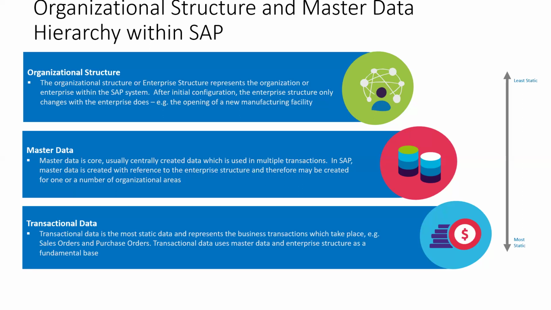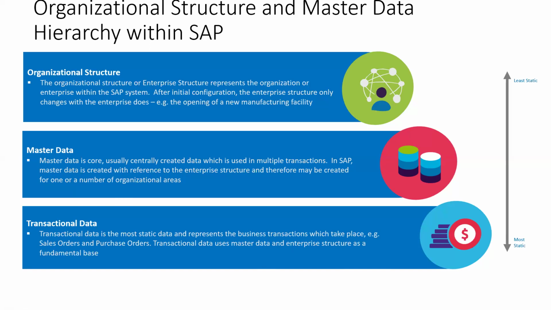And from where you are selling it, you need the plant detail and the sales organization detail. So that means the customer master, material master, and the plant and sales organization, this organization data, should be available. Then and only then can you create a sales order. The same applies for each and every transaction which we can execute through the system. So transactional data uses master data and enterprise structure as a fundamental base to execute transactions.